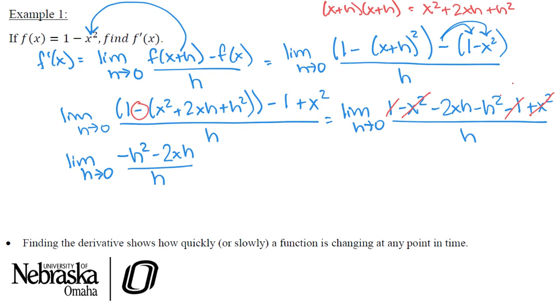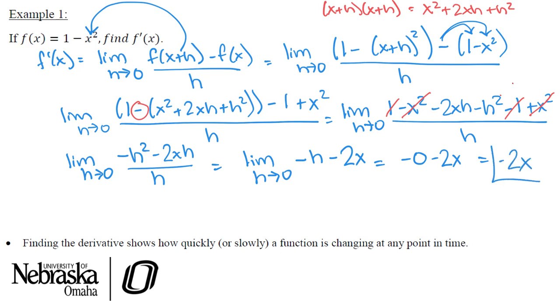Like in one of our examples in 3.3, all of these terms have an h in common, so we can cancel out the h in each of them. We get negative h minus 2x. Now our rule says this is a polynomial, and h is a number approaching 0, so we can simply plug in 0 for h and simplify. So our limit is negative 2x.